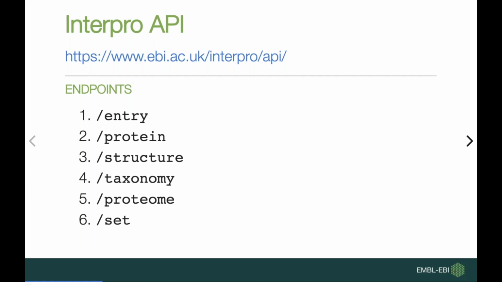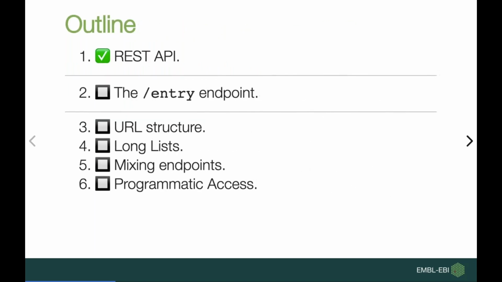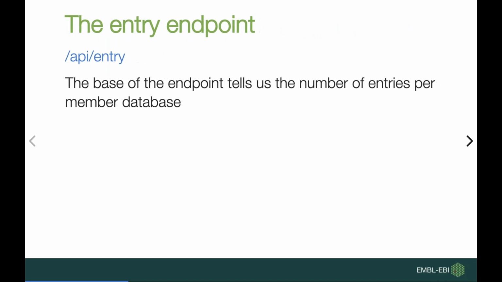But we could also get information of other types of data that are linked to our data. So that's why we have endpoints of protein, structure, taxonomy, proteomes, and sets. So that's the very basics of what an API is. So let's dive into the entry endpoint.